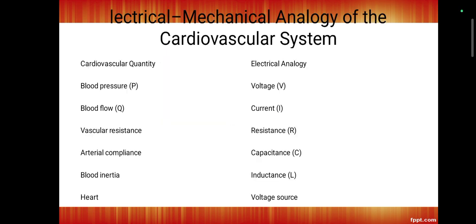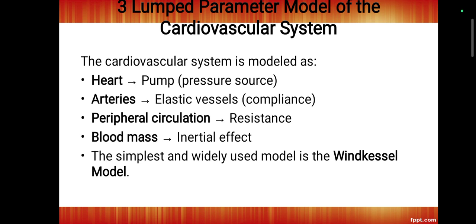Here is the tabular column which compares the cardiovascular quantity and the electrical analogy. Blood pressure is the same as voltage in the electrical analogy. Blood flow is current. The analogy of vascular resistance is resistance. Similarly, the heart is a voltage source. The cardiovascular system is modeled as a heart which is used to pump a pressure source, and peripheral circulation, blood mass, and this overall model is called the Windkessel model.